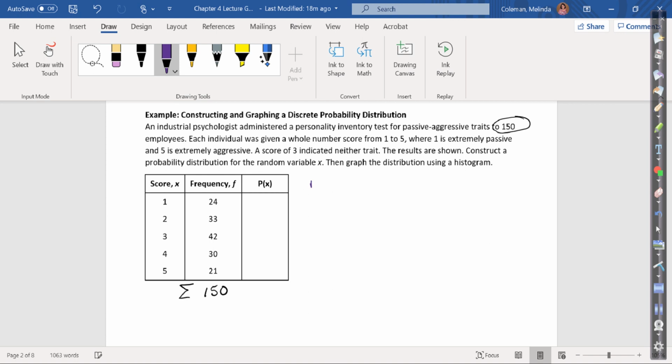So P of 1 is going to equal 24 over 150. P of 2 will equal the 33 over the 150. P of 3 then will equal the 42 over 150. So on and so on. So again, using your calculator, P of 1 is equal to 0.16.